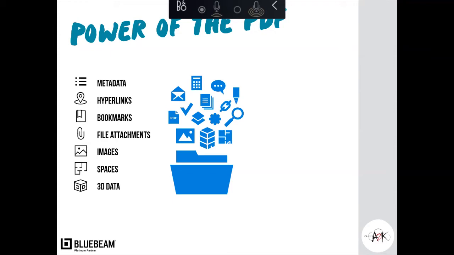Images, it processes images very well as well. You can actually embed them directly onto the PDF or even make them hyperlinks, which again is a really, really neat way of reducing file sizes, making them quite manageable. So images is a big one.